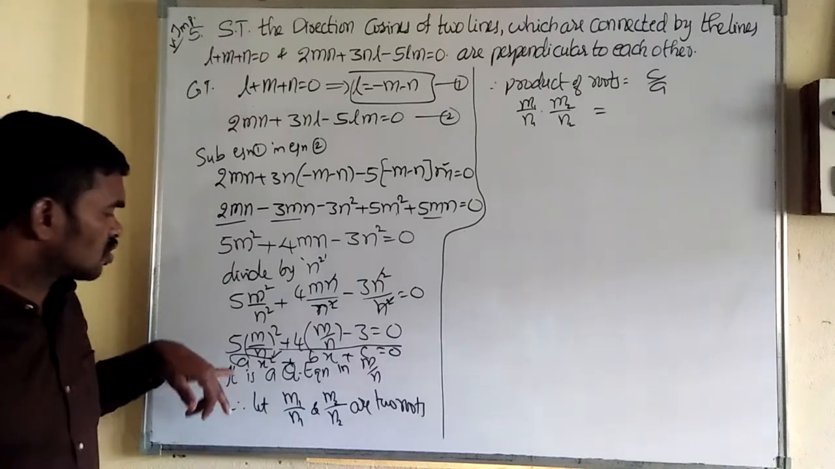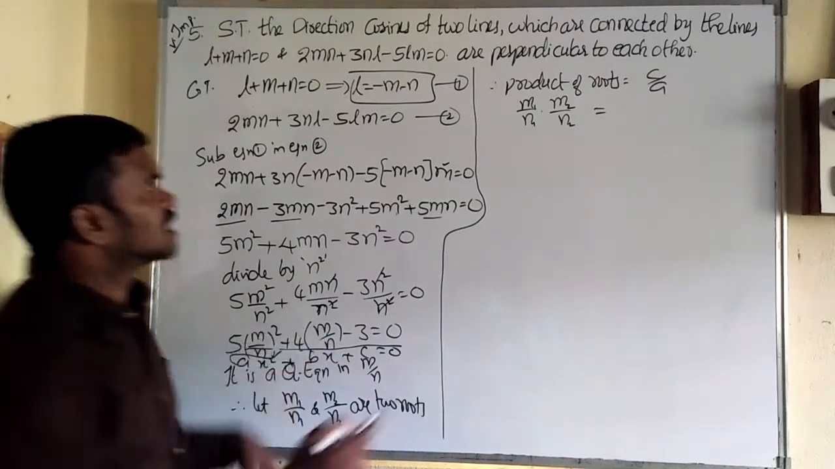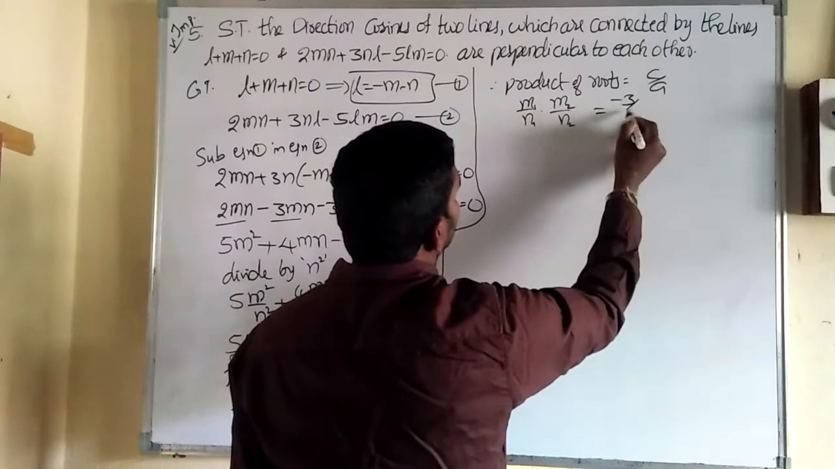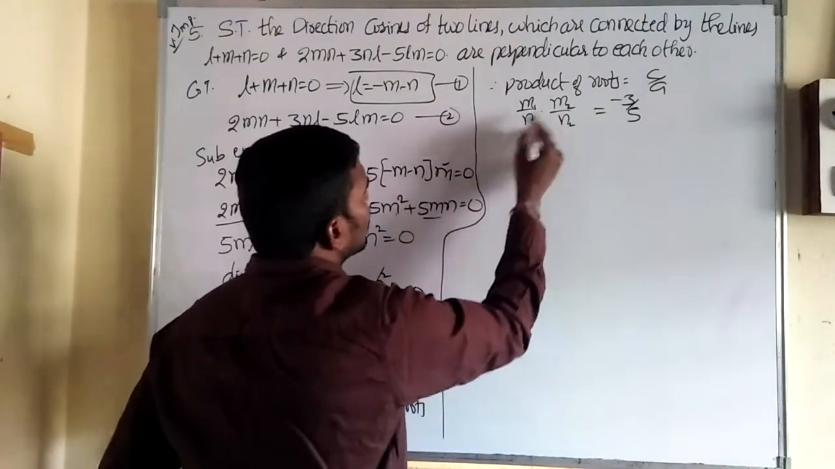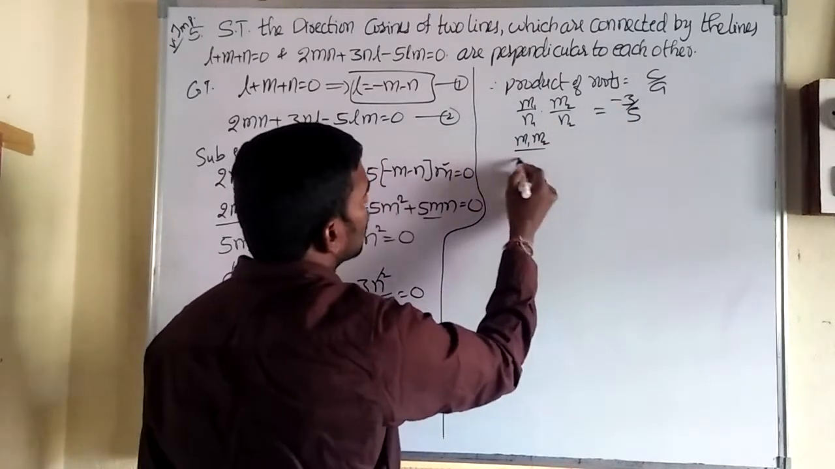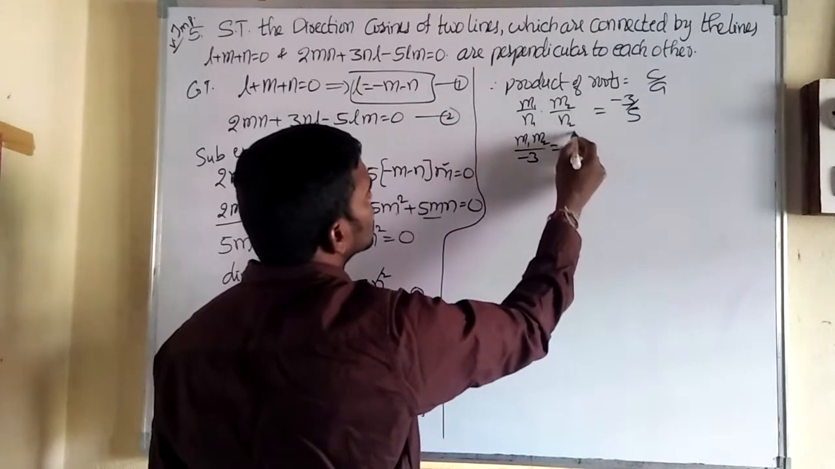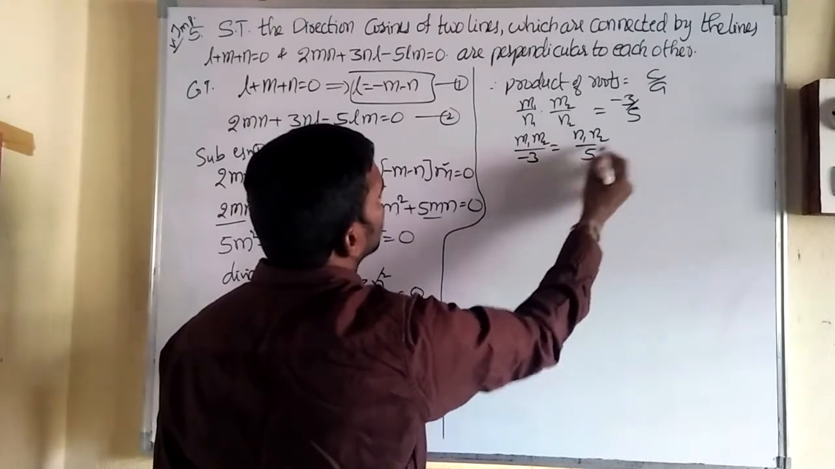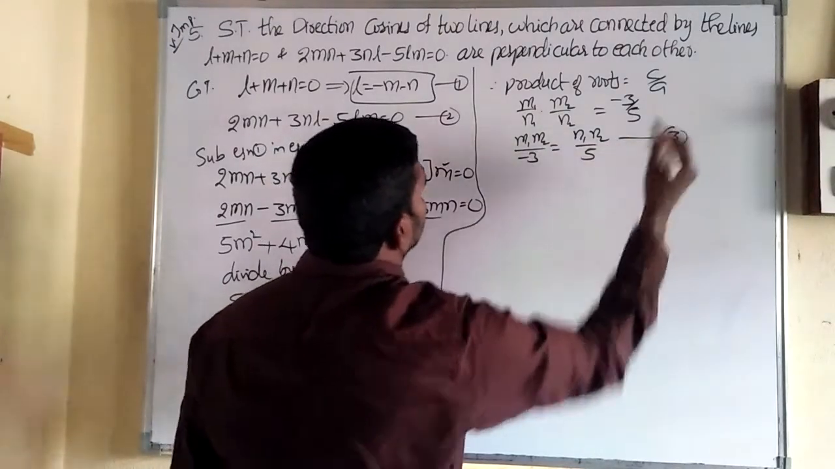Sorry, any disturbance. So a means 5, c means minus 3. Finally we get minus 3 by 5. So m1 into m2 minus 3, bring left side by minus 3, is equal to n1 into n2 on the right side, equal to n1 n2 by 5. So let us take equation 3.